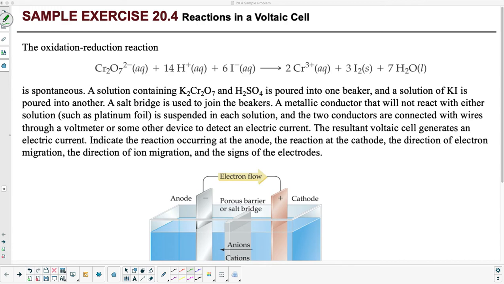Size 20.4, but this is part of 20.3. As you can see, I threw in a graphic here down below to help me explain what's going on with this sample exercise, or sample problem.